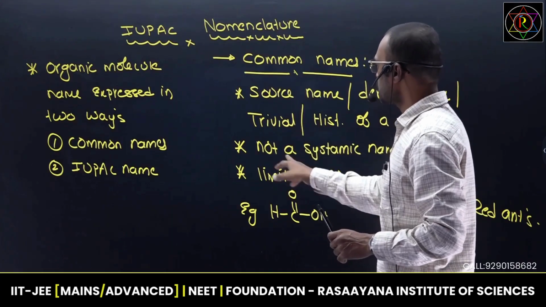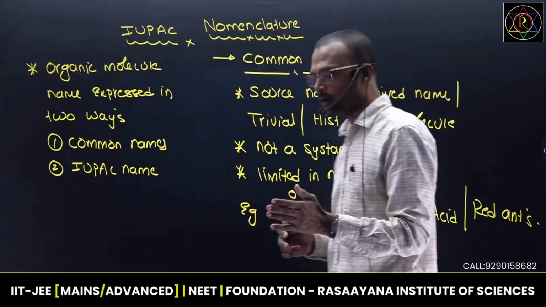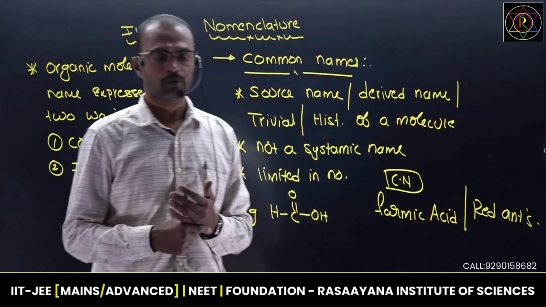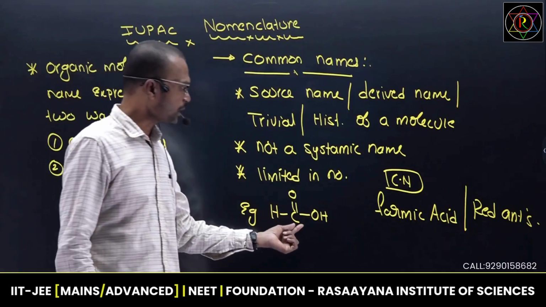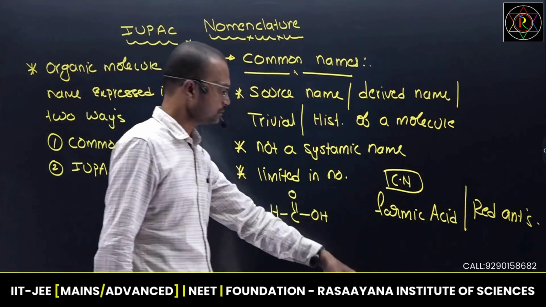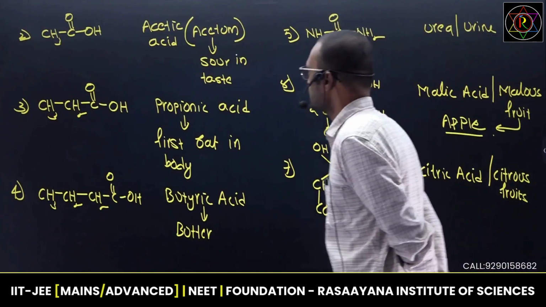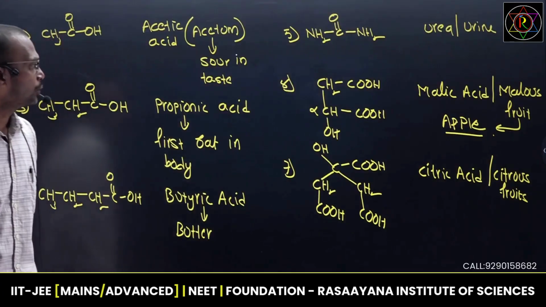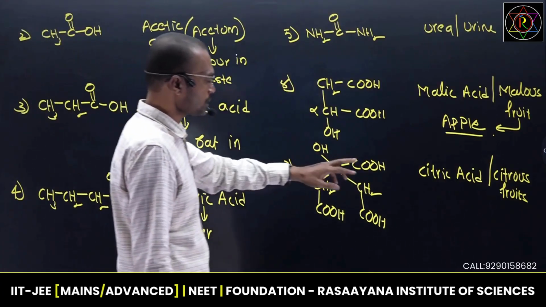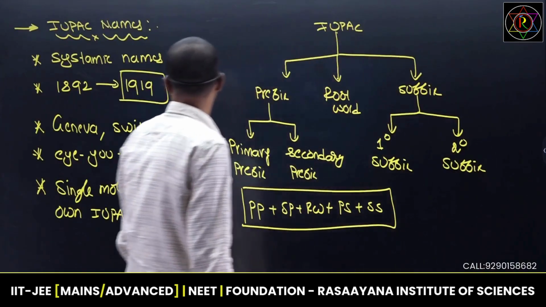They do not follow any rule, that's why they are called non-systematic names. There are no limitations for this. One common name may belong to 2 or 3 molecules, even that is possible. Sometimes a molecule may not have a common name. Best example, formic acid comes from red ants. Then some selected common names: acetic acid, from acetum; propionic acid, first fat; butyric acid, from butter; urea, from urine; malic acid, citric acid, from different fruits. Okay.